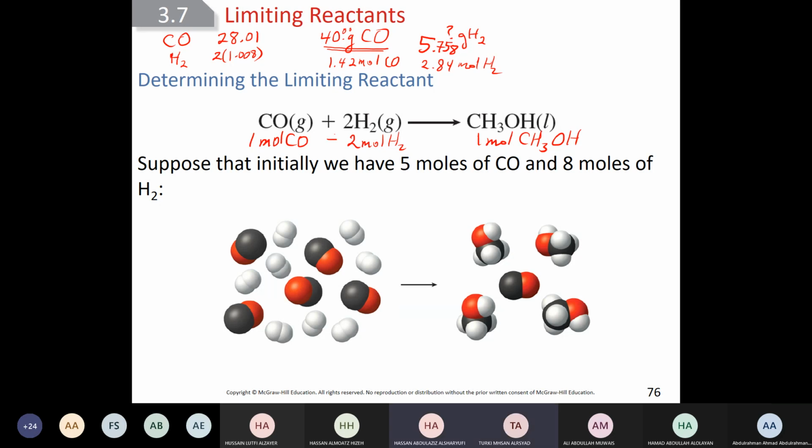Can you change this into gram? Okay, go ahead. Give the answer. I will multiply it with 1.008, right? Yeah, it's the answer. It's 5.7. Right. You multiply it by this number and you will have the answer. That's it. So 40.00 gram CO needs how much?